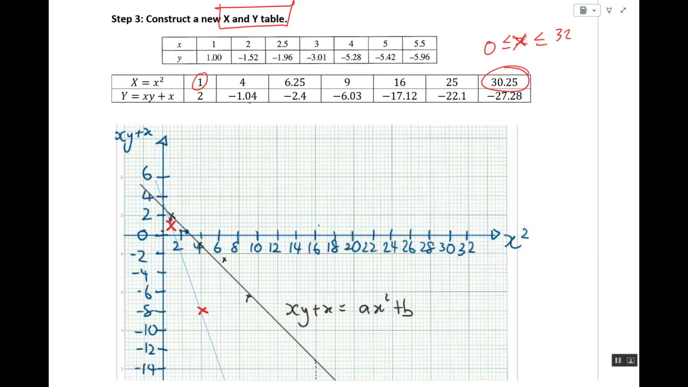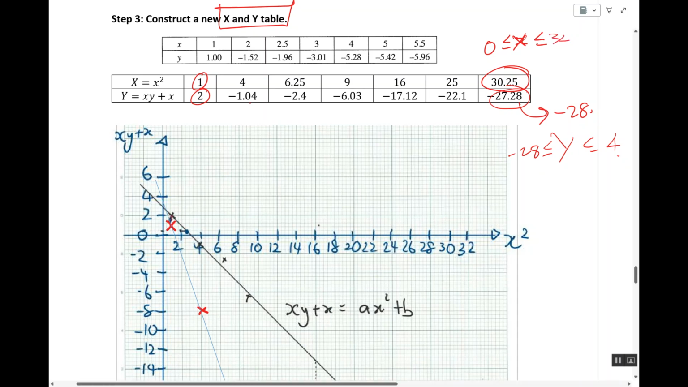Next, for your big Y, your biggest value is 2, and your smallest value is negative 27.28. So the closest even number that I can use for this is negative 28. Which means for your big Y, I'm going to draw from negative 28. For the top, let's leave some buffer, 4. For your big X, I can also use some buffer. Let's use 34, if the space permits.